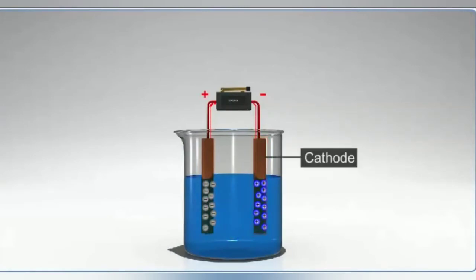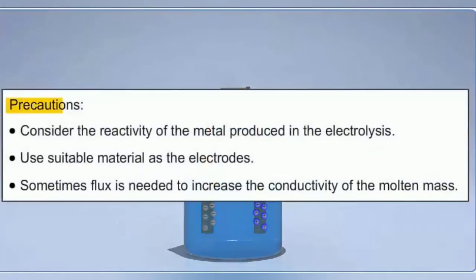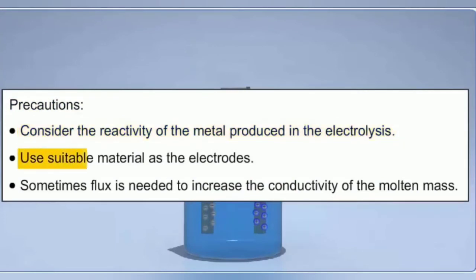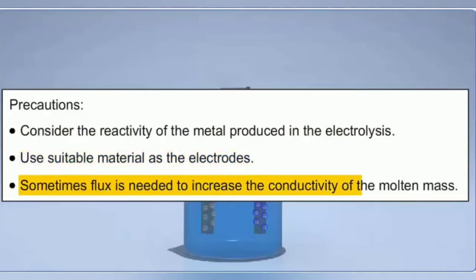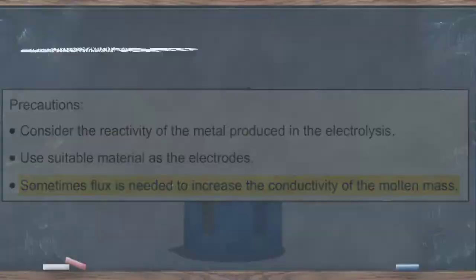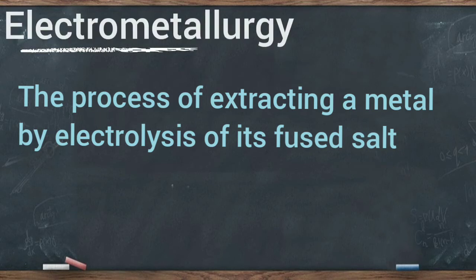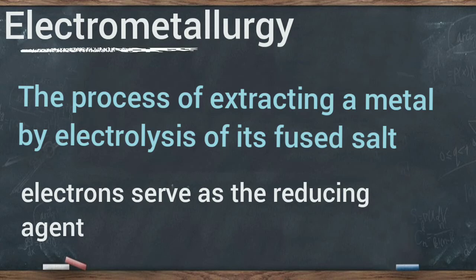For every electrolysis process, we need to take some precautions. We always should consider the reactivity of the metal produced in the electrolysis. Use suitable material as the electrodes. Sometimes, an additional substance called the flux is added to increase the conductivity of the molten mass. The process of extracting a metal by electrolysis of its fused salt is called electrometallurgy. In this process, electrons serve as the reducing agent.